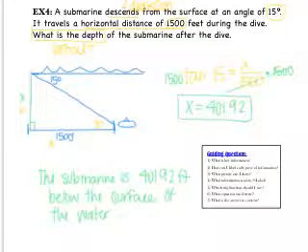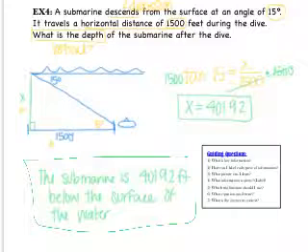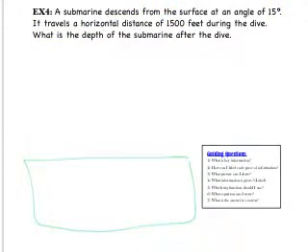Alright, so I ended up getting that the submarine is 401.92 feet below the surface of the water. If you got that, you can go ahead and move on. If you didn't get that, I'll explain it right now. It says the submarine descends, so that's the angle of depression, at an angle of 15 degrees. It travels a horizontal distance, which they've already labeled for me, of 1,500 feet. What is the depth? The depth is the vertical, and that's what I'm solving for.